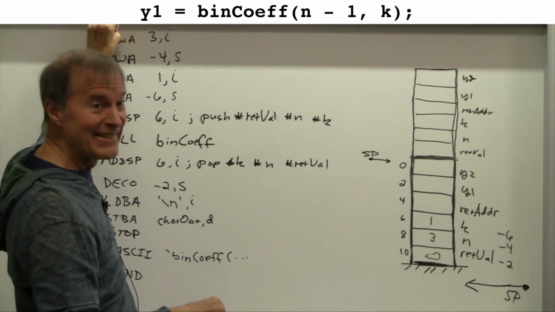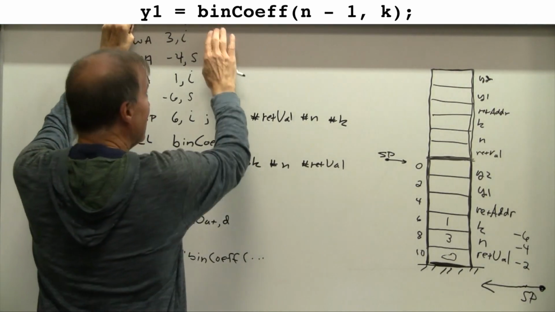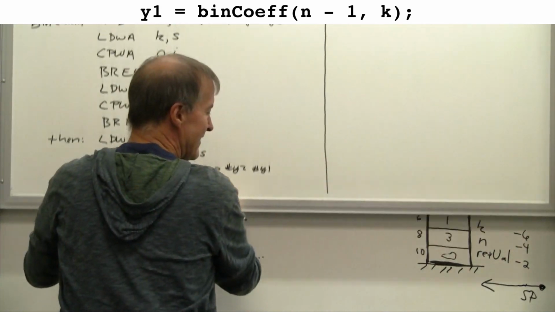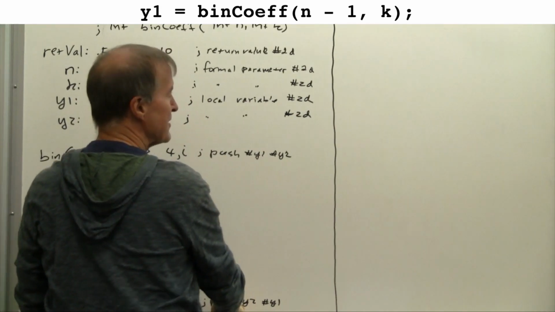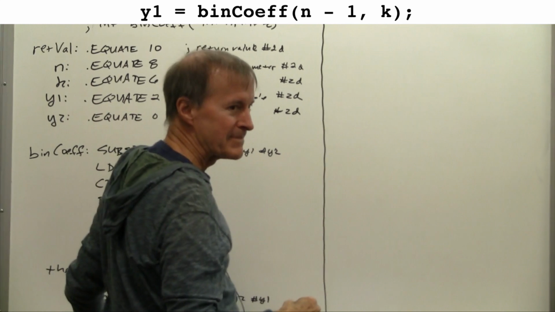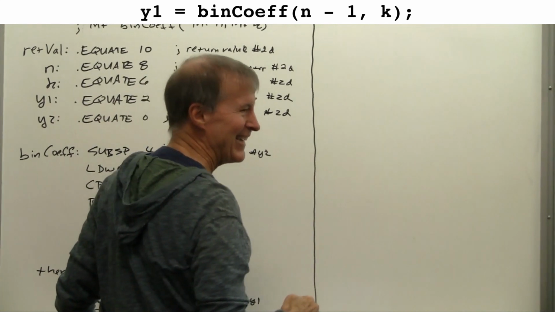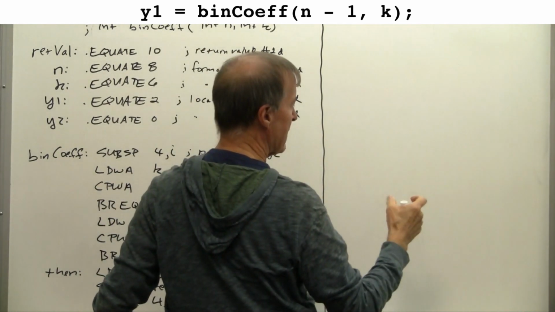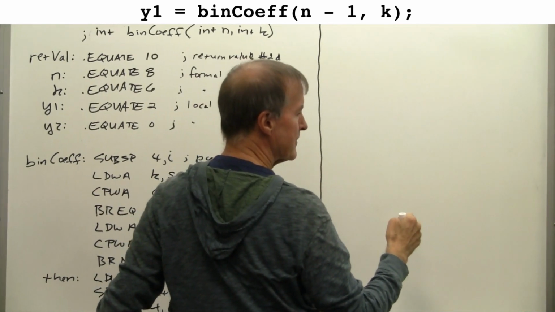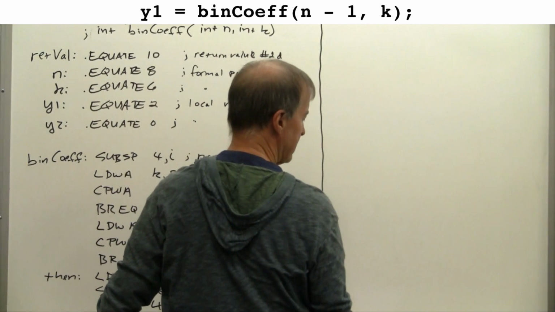Yeah? So how do we do that? Who's next? I forget who's next. Somebody fess up. Okay, so now how are we going to get n?